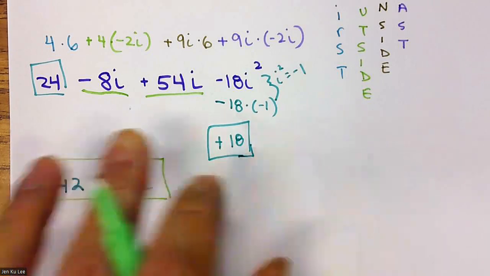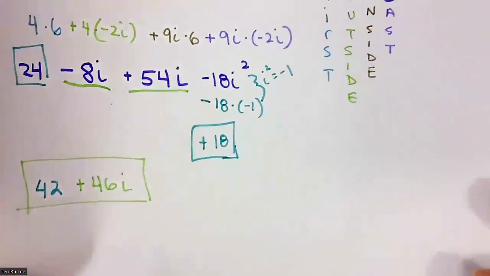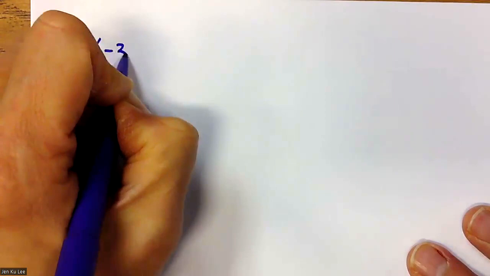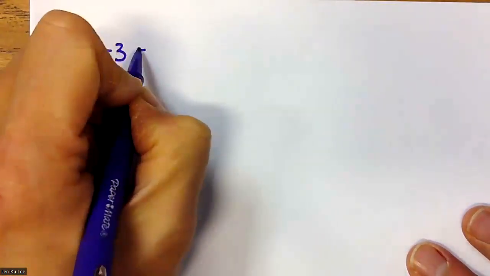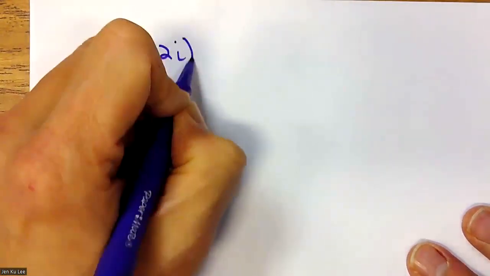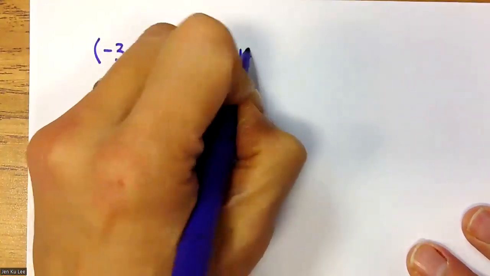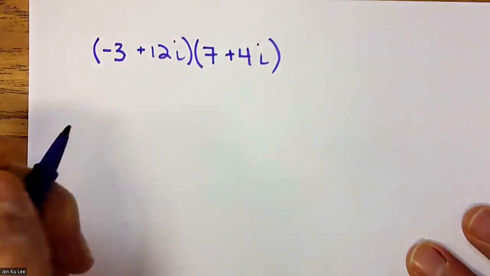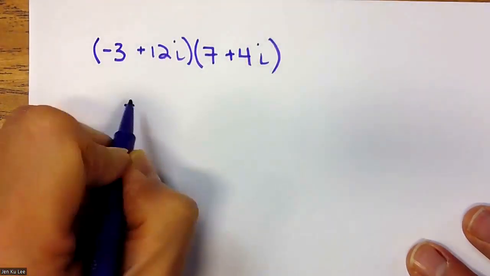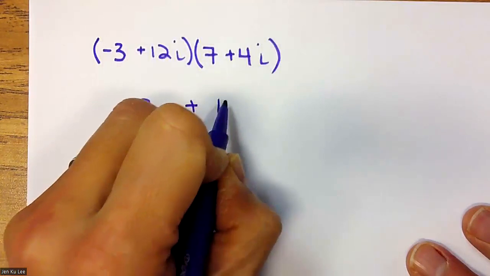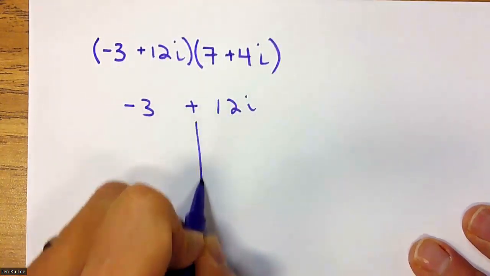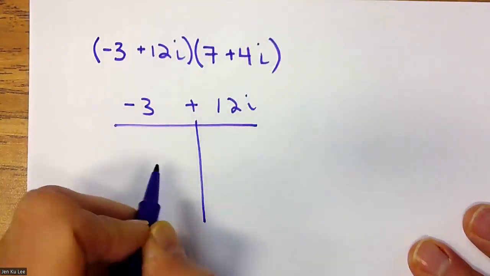All right. Let's try another one. I'm going to use the box method now because some of you guys do use the box method. -3 plus 12i times 7 plus 4i. Okay, the box method, you would put -3 plus 12i, make a box, right?